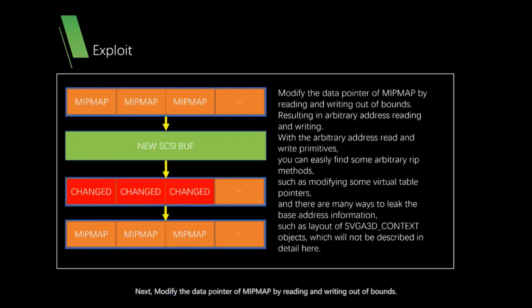Next, modify the data pointer of the map by reading and writing out of bounds, resulting in arbitrary address reading and writing. With arbitrary address read and write primitives, you can easily find some arbitrary RIP control methods, such as modifying some virtual table pointers, and there are many ways to leak the base address information, such as the layout of SVGA3D context objects, which will not be described in detail here.